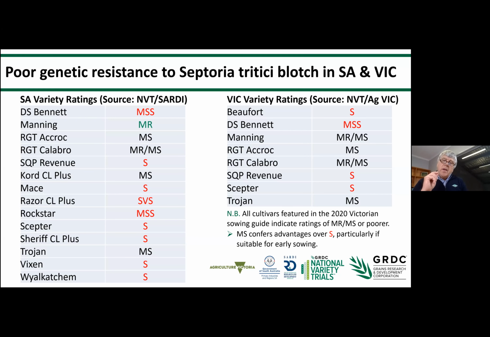However, it's important to recognize that an MS rating can confer significant advantages in terms of just being that bit less susceptible, particularly if it comes to wanting to sow a variety early. So the worst probable combination, because early sowing is a large lever that encourages Septoria tritici, probably because we can get more cycles of the disease in. But one of the things with sowing earlier is, if you can, try not to pick those most susceptible varieties.